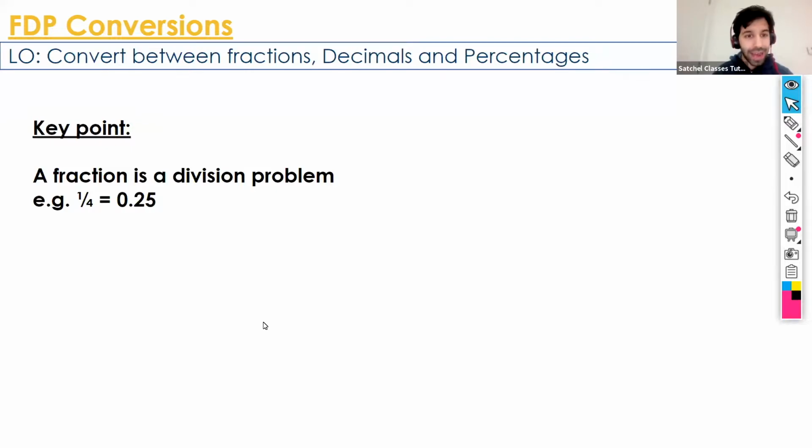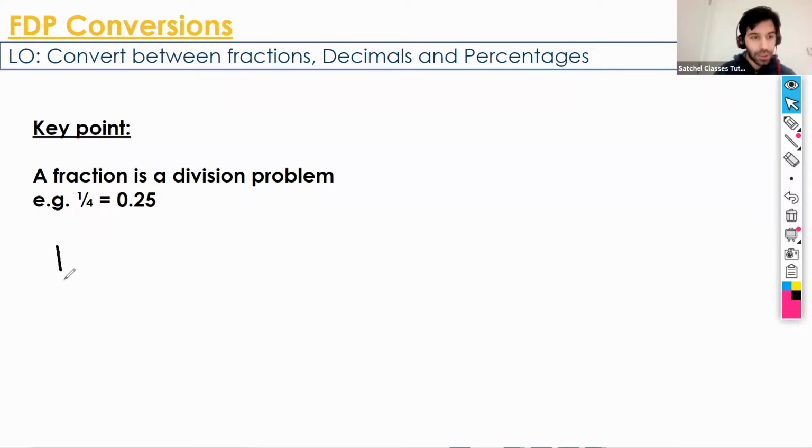Now, a key fact that you need to understand is that every fraction is a division problem. So, for example, let's start with 1 over 4, or 1/4. Now, 1/4 is equal to 0.25. And the reason that is, is because if we were to do 1 divided by 4, we would get 0.25.